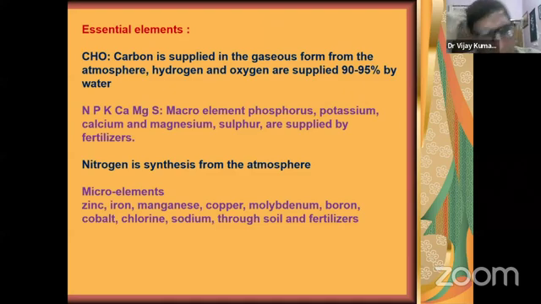For the growth of the plant, there are 17 elements which are essential. These are carbon, hydrogen, oxygen, which have to come from the atmosphere or from the water. The remaining 14 have to come either from the soil or be supplied through fertilizer. So these 14 elements are important from the fertilizer point of view, because if the soil is deficient in a certain nutrient, then it has to be supplied by fertilizer.